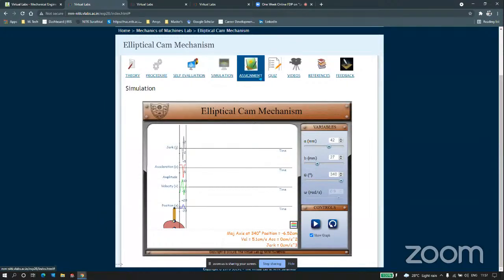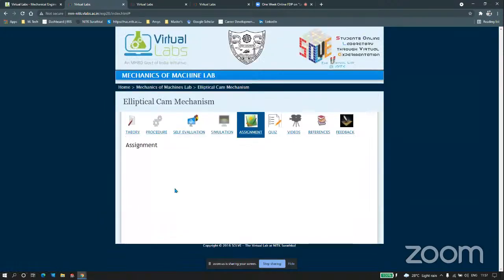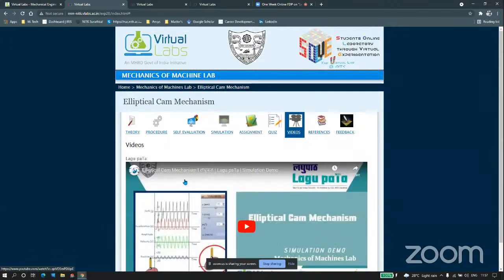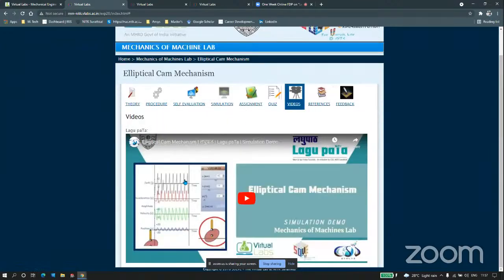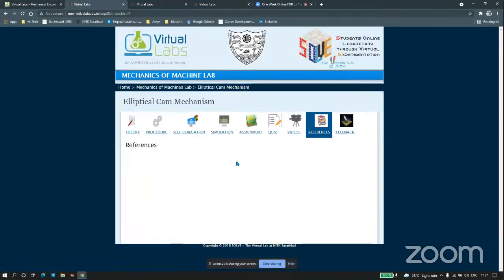Then moving on to the next tab, that is assignments, to be updated, and the quiz is also to be updated. And then videos, you can get the videos about the experiment. You can go through it. It will explain in detail, so you can go through it. You will get the references for the experiment from the book, or they'll write the website in this tab.